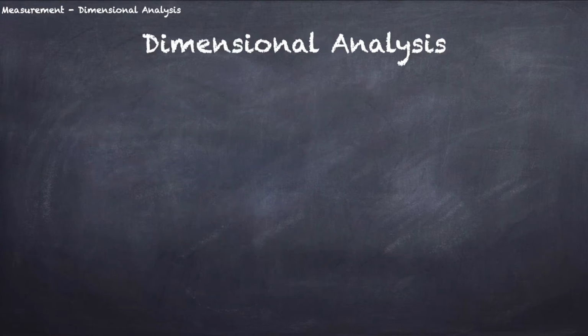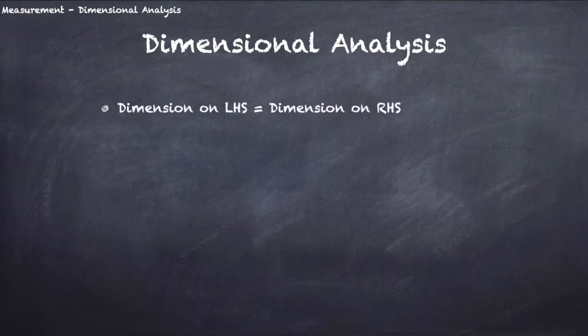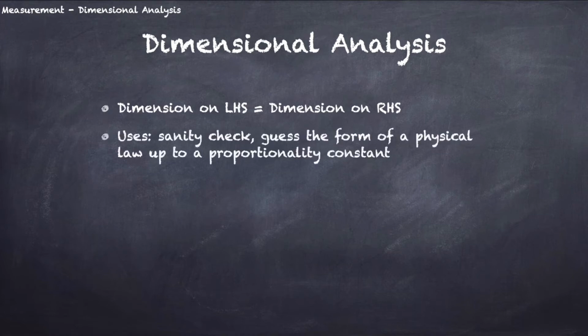The idea of dimensional analysis is simple. You just have to make sure the dimension on the left-hand side of an equation equals the dimension on the right-hand side of the equation. You can use dimensional analysis to do sanity checks, making sure that your final answers make sense, or guess the form of a physical law. However, you can only guess the law up to a proportionality constant.